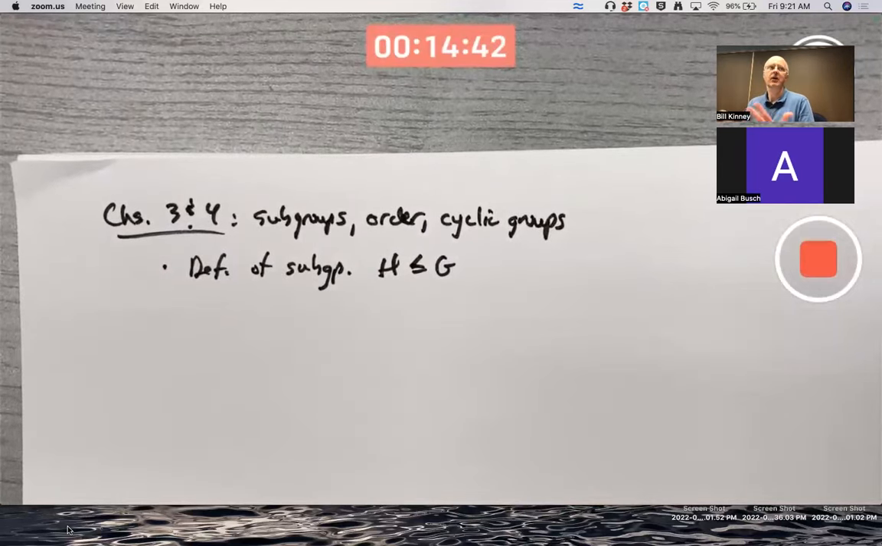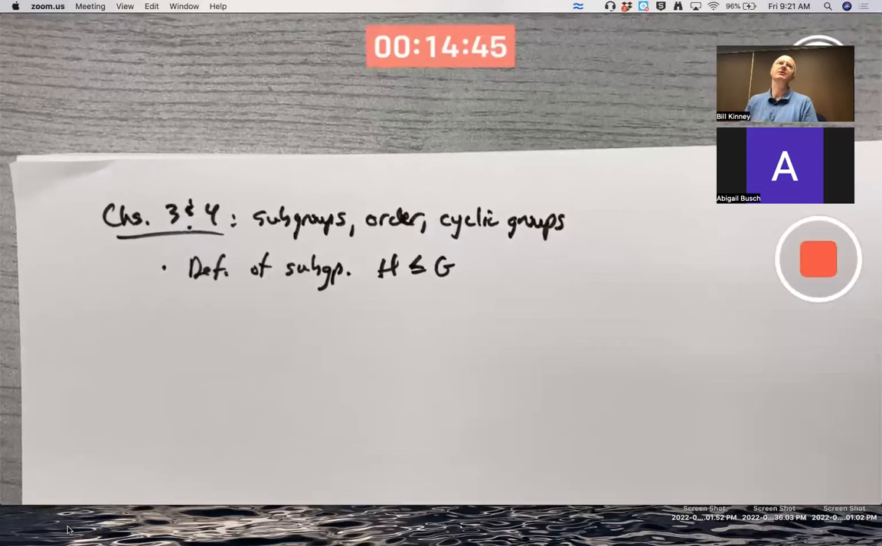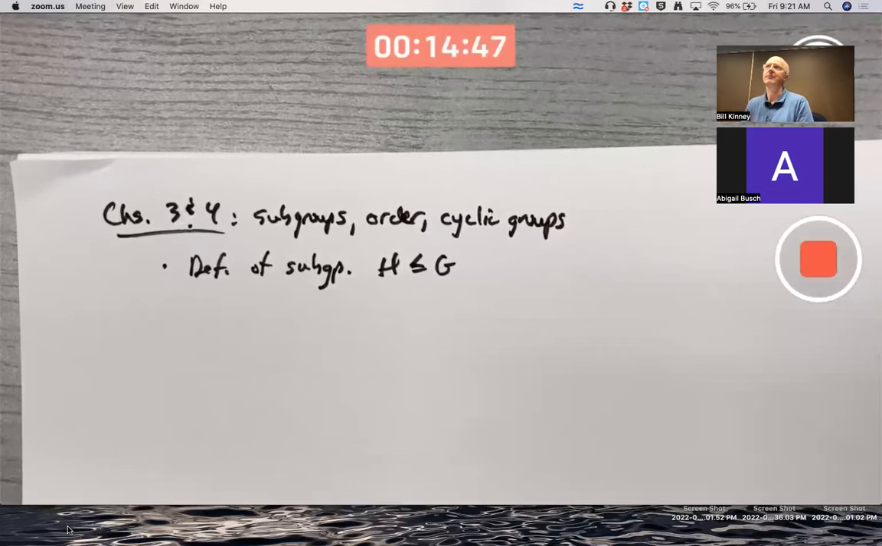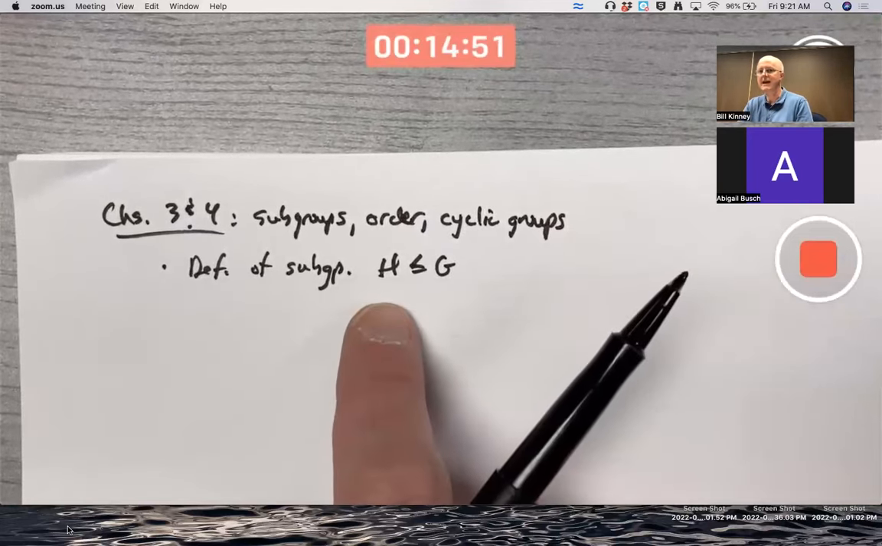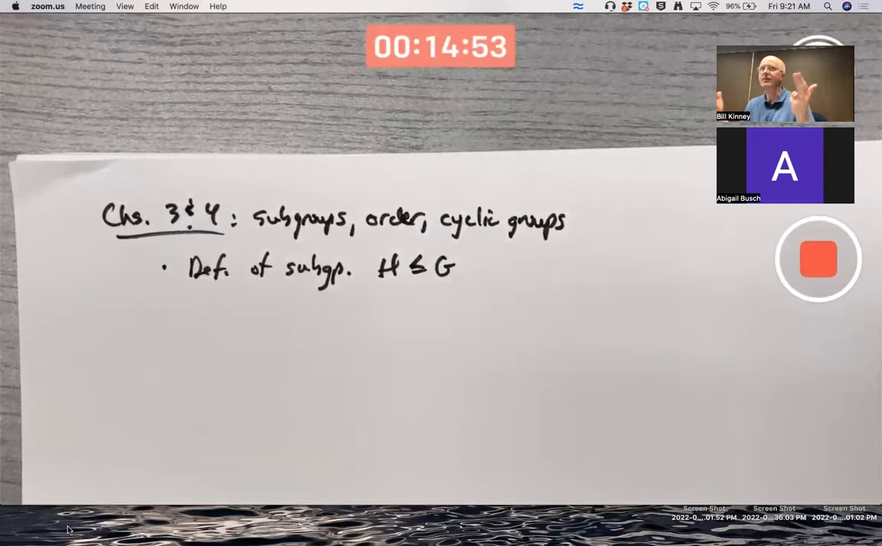H has to be a group itself under the same operation of G. You don't change the operation. If you create a subset of G and define a different operation, it's technically not a subgroup because it's a different operation. So that's got to be part of your description of the definition.